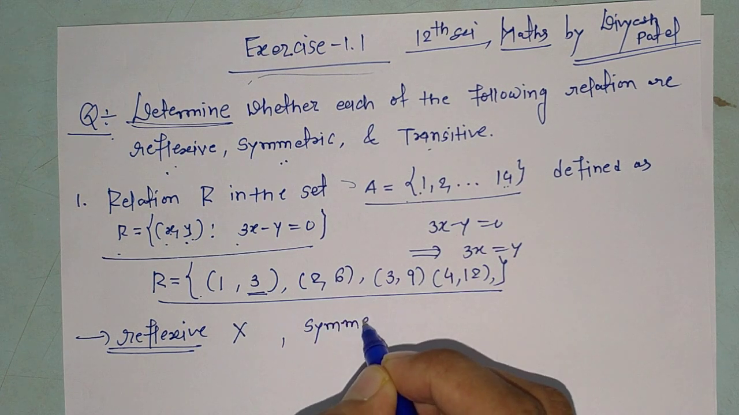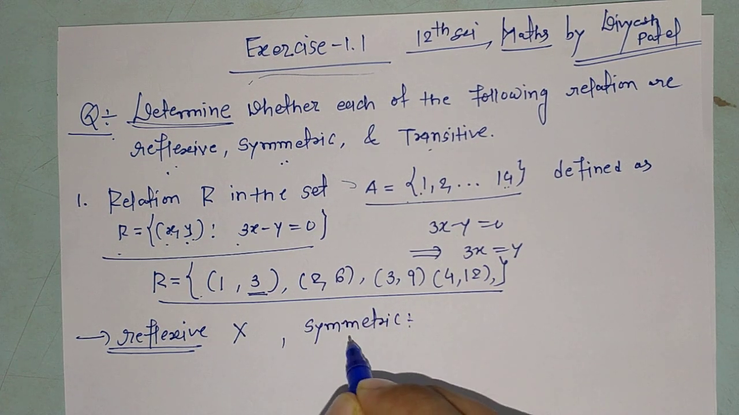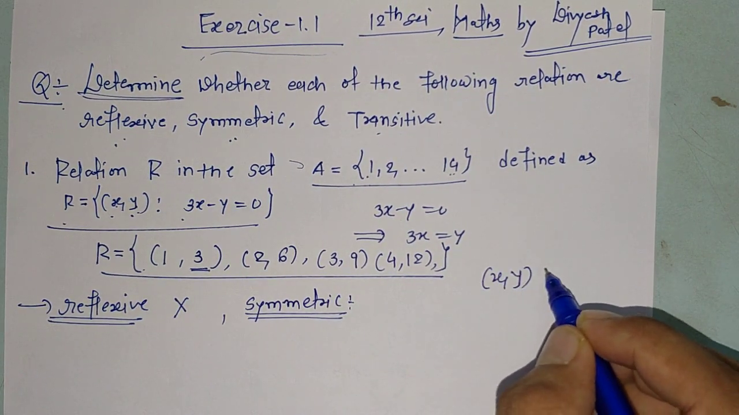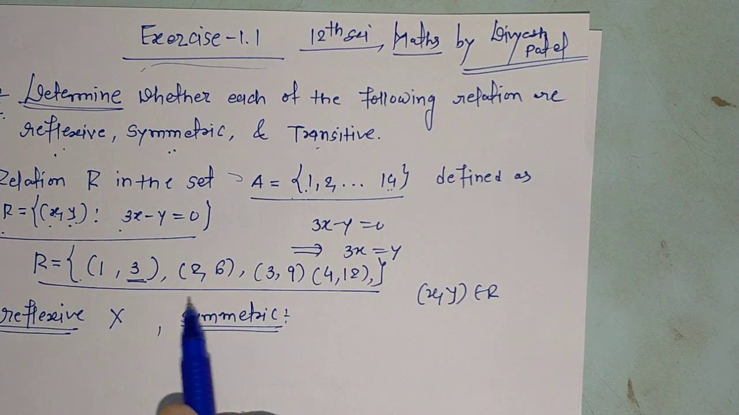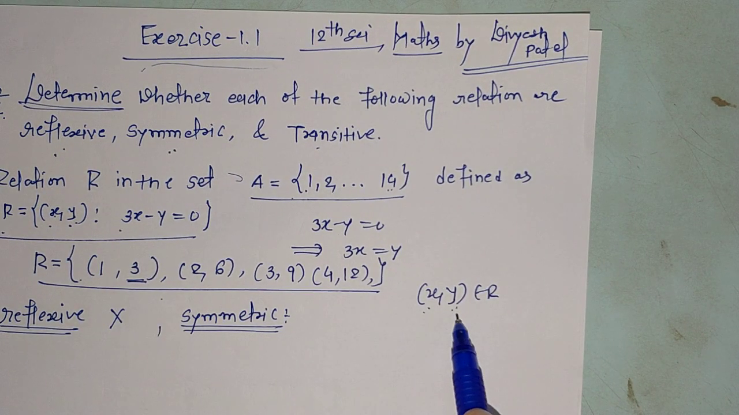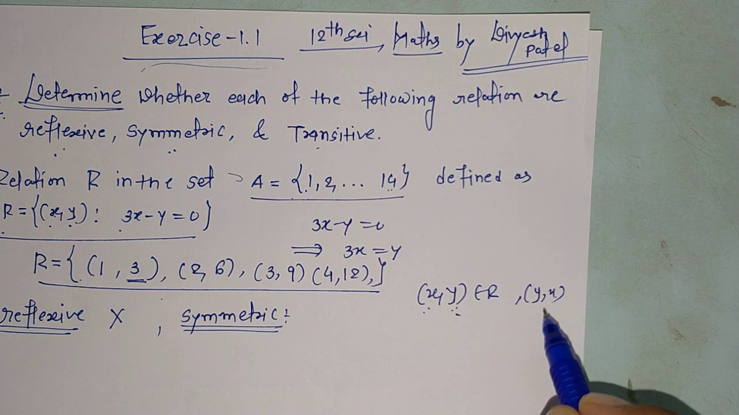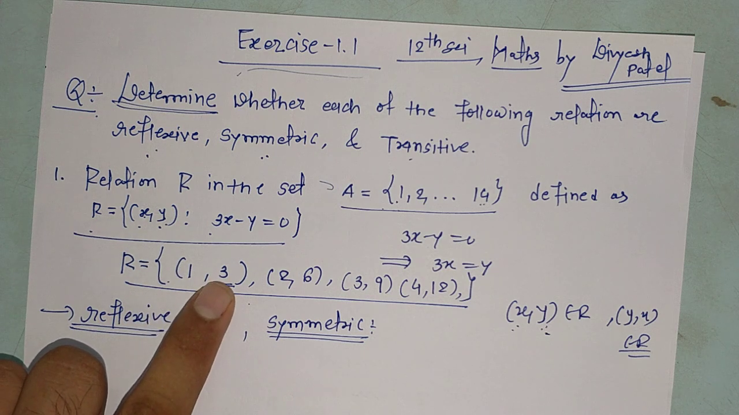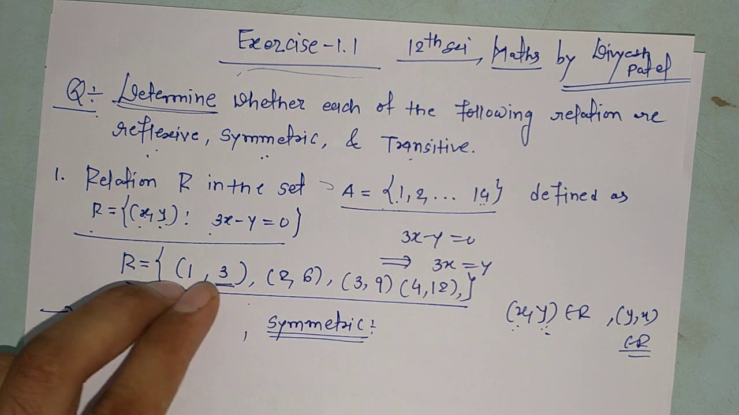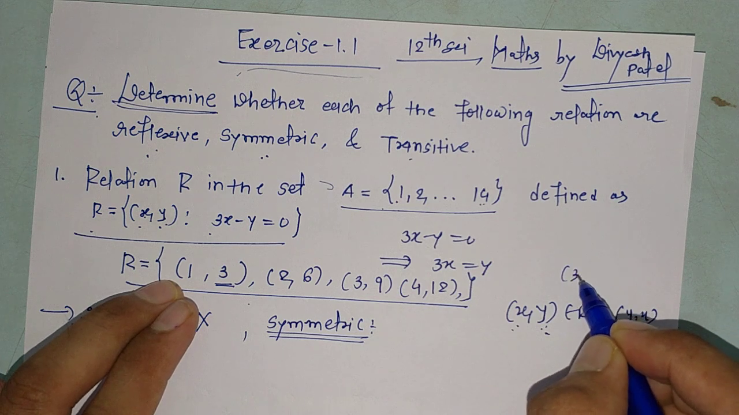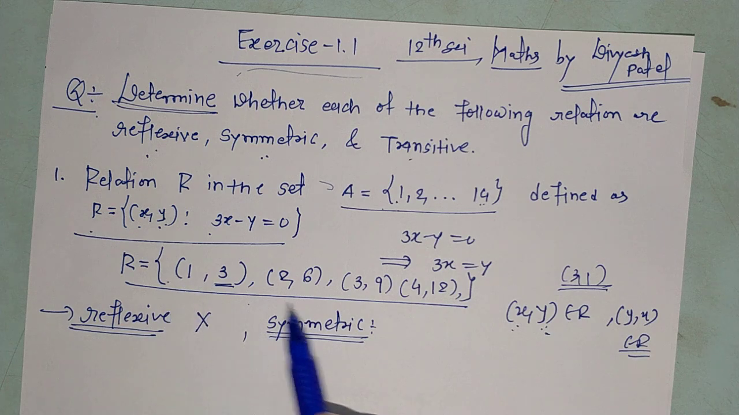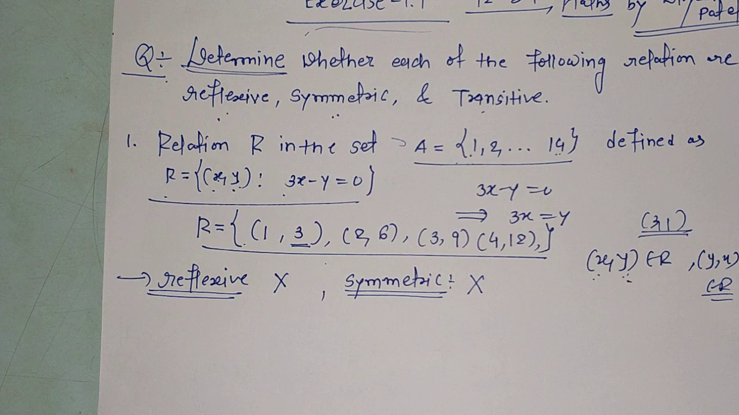Symmetricity. Symmetricity is that if I find x comma y belongs to R, it means in the relation two elements are related. If I invert the pair, y comma x must be in R. See, 1 comma 3 means 1 and 3 are related. So for symmetricity, places must be interchanged. So 3 comma 1 must be in the relation. Now if you observe, 3 comma 1 is not there. So one can say that it is not symmetric.